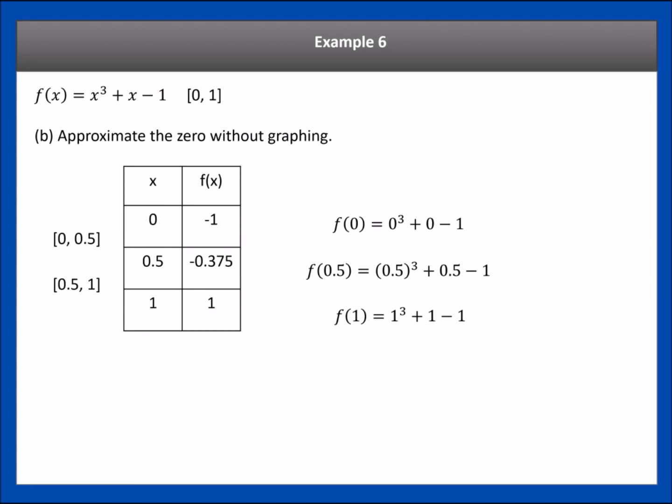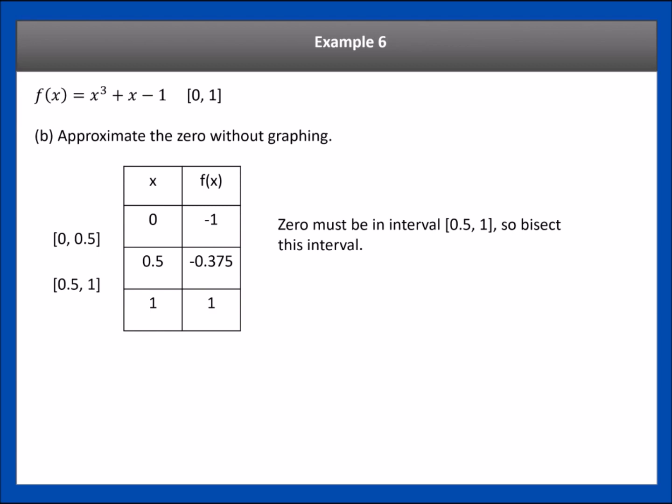So now I want you to note that when we plug those in, the 0 must be in the interval 0.5 to 1. It must be in this interval because this 0 is between that negative number and that positive number. And that tells us that we need to just get rid of this. We don't care about that. We want to look at this interval, because the 0 must be between those two. So we're going to break it in half into these two intervals.